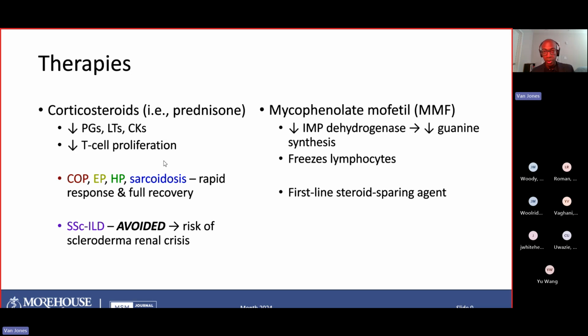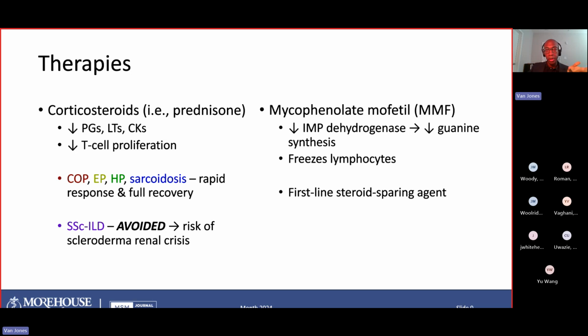Instead, for systemic sclerosis ILDs, the first-line treatment is this one here, mycophenolate mofetil. This is an interesting one. It works by decreasing the activity of this enzyme called inosine monophosphate dehydrogenase. If you remember back from your biochemistry, to create purines, adenine and guanine, there are 2 pathways. One is a de novo pathway, the other is a salvage pathway. De novo is building them from scratch. Salvage is recycling. Lymphocytes do not have a salvage pathway.